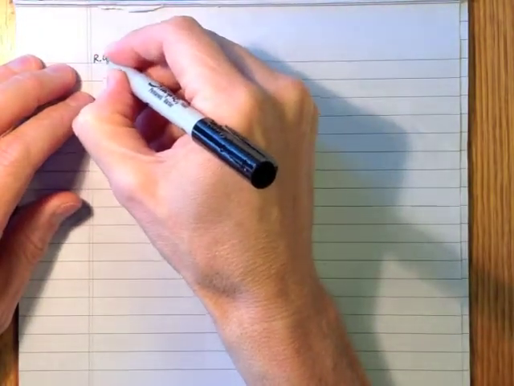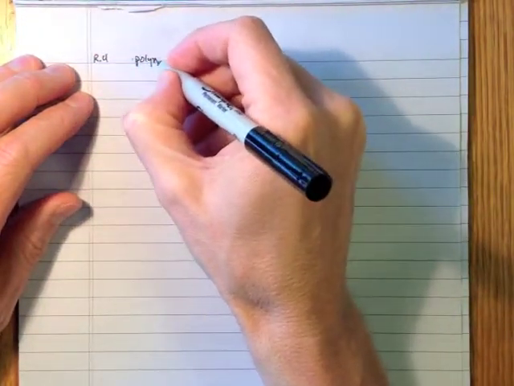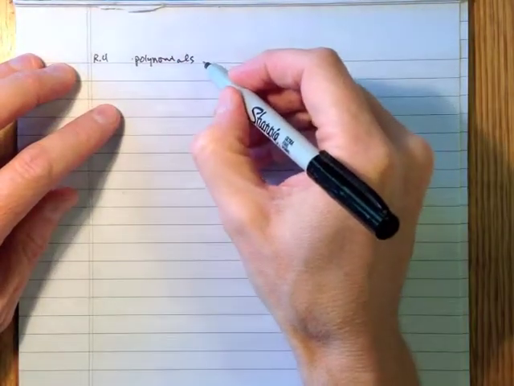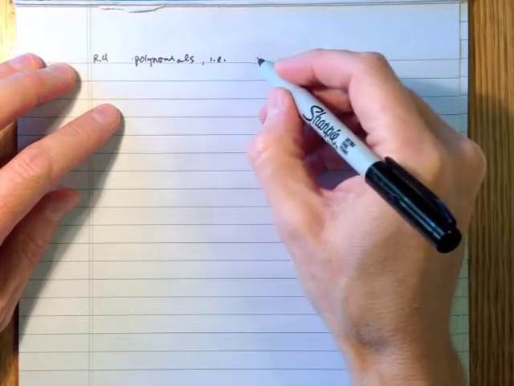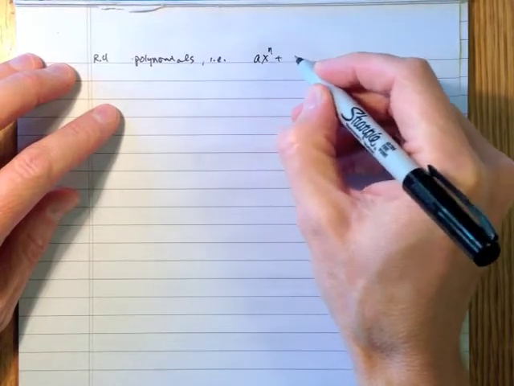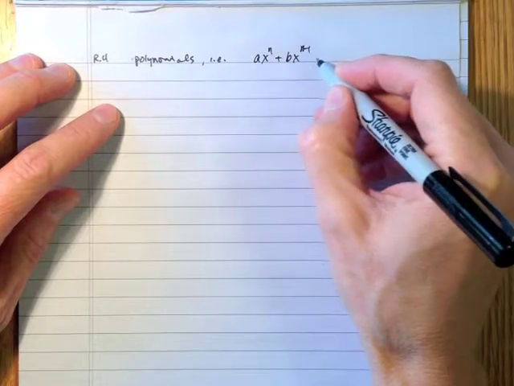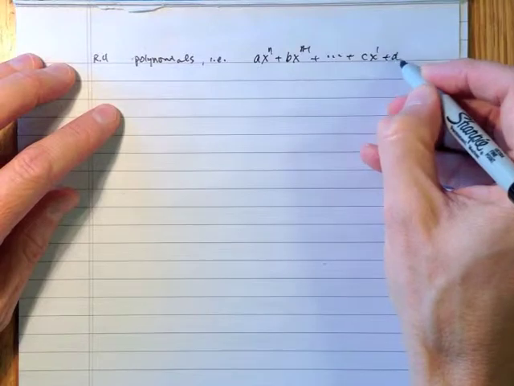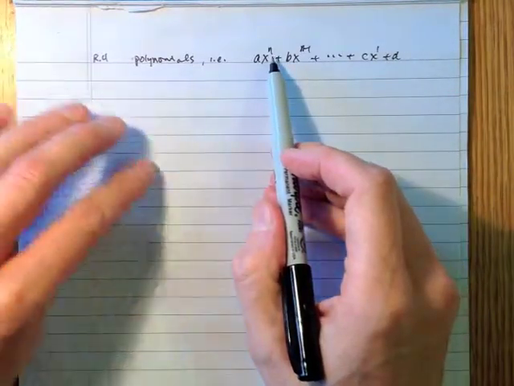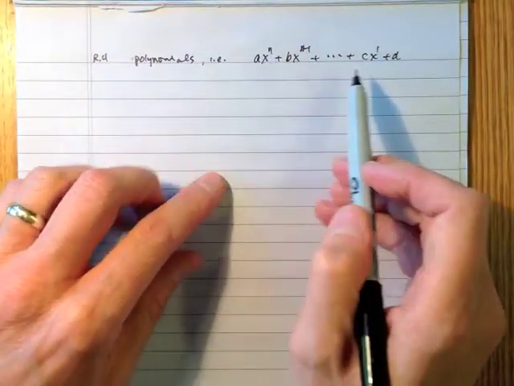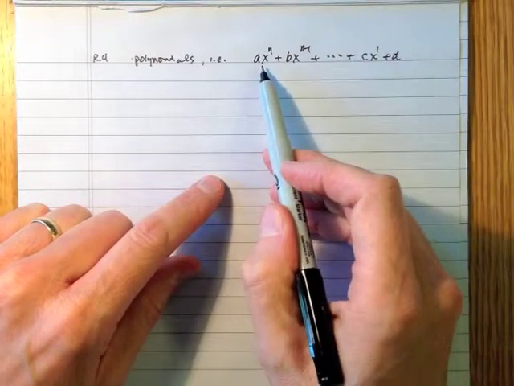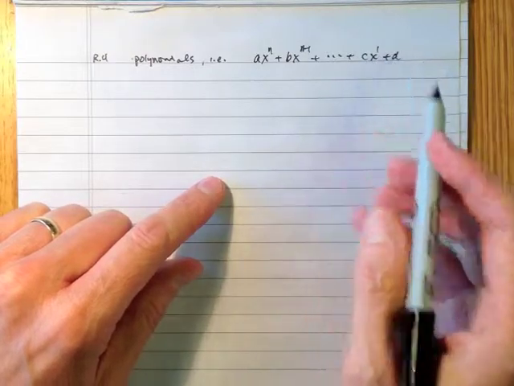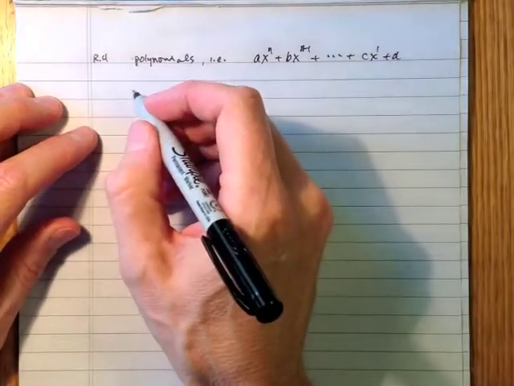Section R4 is about polynomials. Polynomials are functions of the form some constant times x to the n plus another constant times x to the n minus 1 plus dot dot dot plus something times x to the 1 plus another constant, where n is some non-negative integer. So it's sums of constants times powers of x, where the exponents are positive integers or 0. There's a few things about polynomials everybody should know.